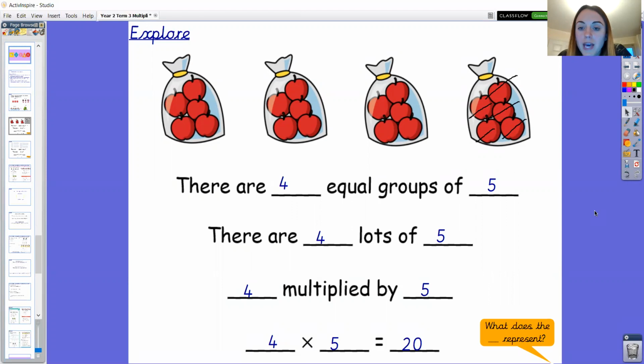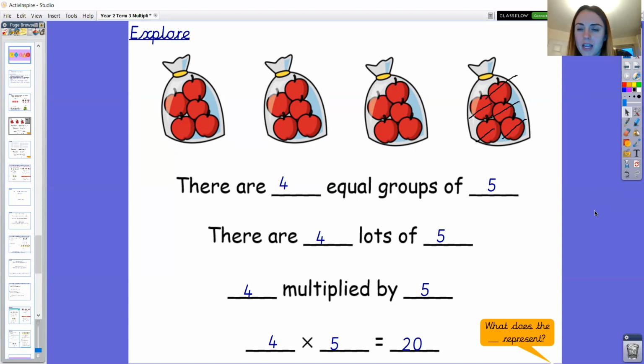Well done. Okay, so having a look at this picture that we've just focused on together, what does the 4 represent? Please pause the video and share your thinking. Well done. The number 4 represents the amount of equal groups. Brilliant. Okay, so what does the number 5 represent? Please pause the video again. Well done. So the number 5 represents the amount of apples inside each equal group.